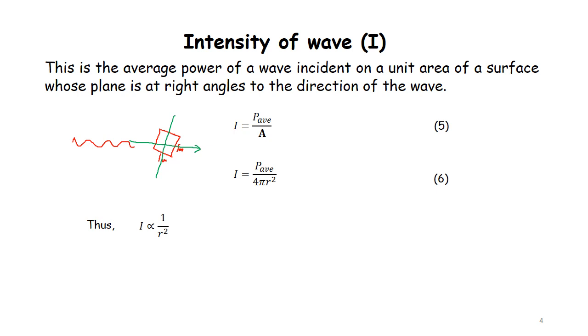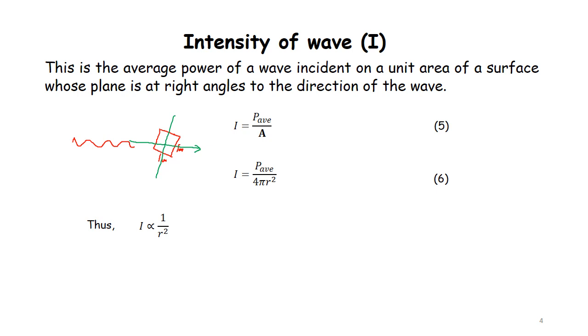So intensity of a wave is that which is incident on just that unit area. Its surface may be big, but the amount of it that is incident on 1 meter by 1 meter unit surface area is what is called the wave intensity.